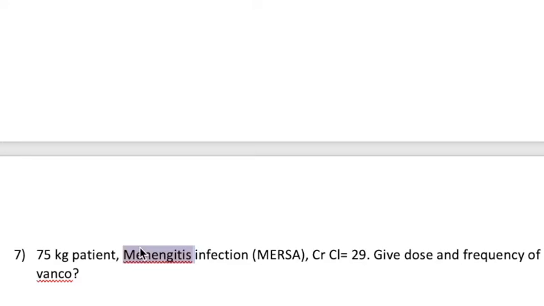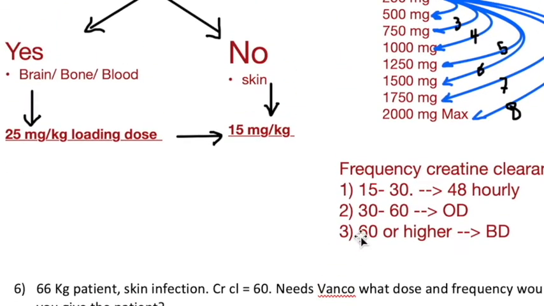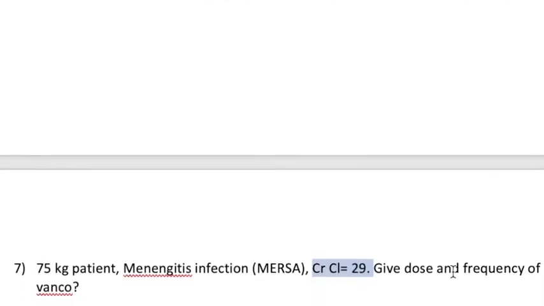So for severe, what did we say? We need to give a loading dose of 25. Then we're going to do 15 milligrams per kilogram. Good. For creatinine clearance of 29, again, you have to have that memorized. What was the rule? If it's between 30 to 60, it was once daily. If it was 15 to 30, it was 48 hourly. And this guy has a 29. So that means you're going to give him every 48 hours. Okay? Perfect. All right, let's calculate now.